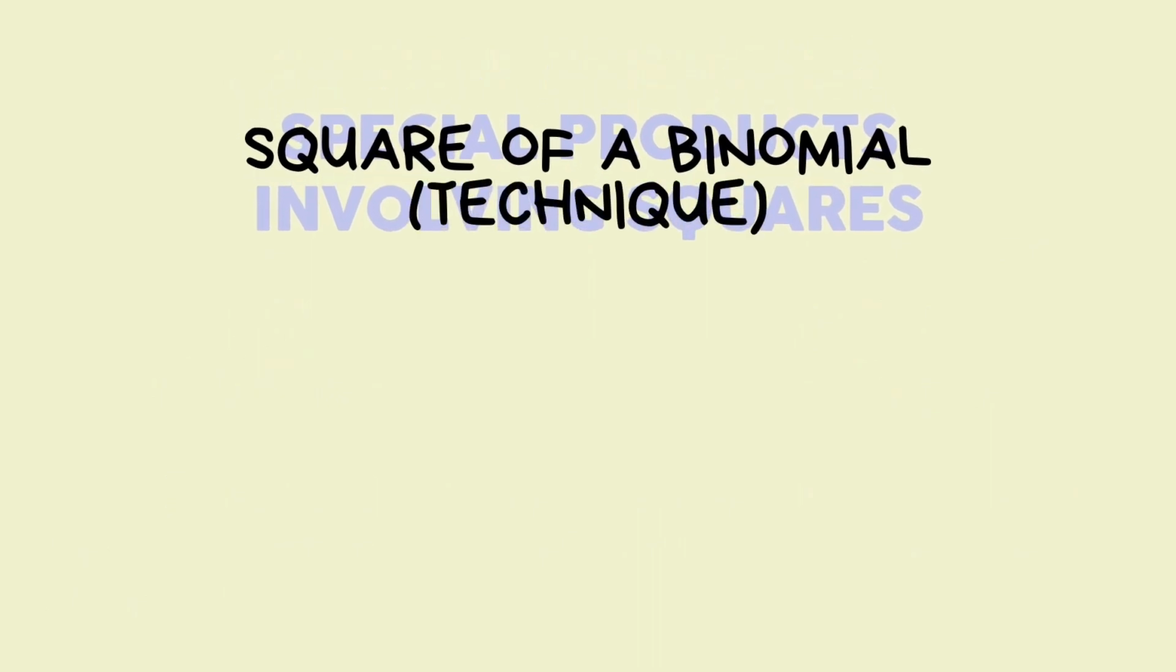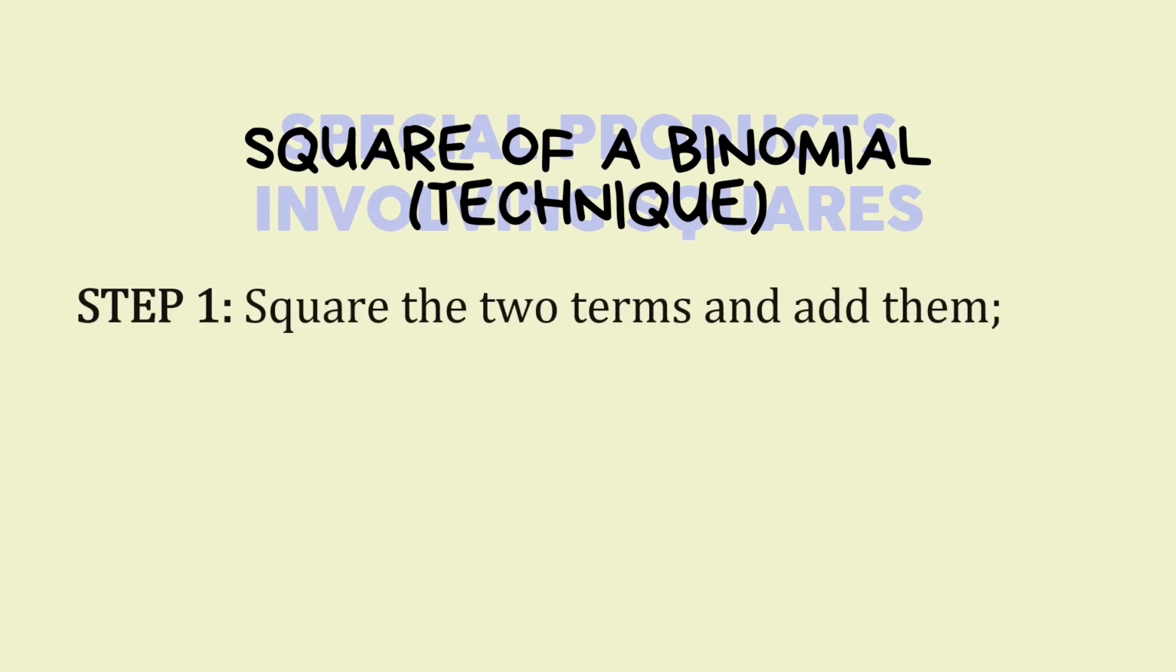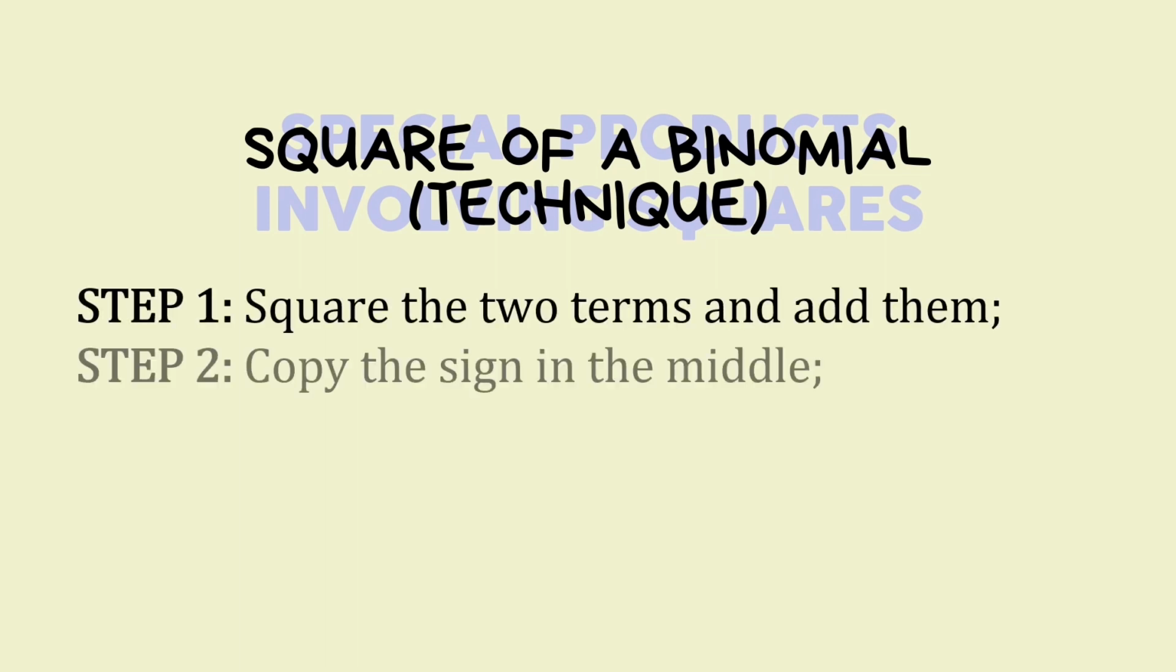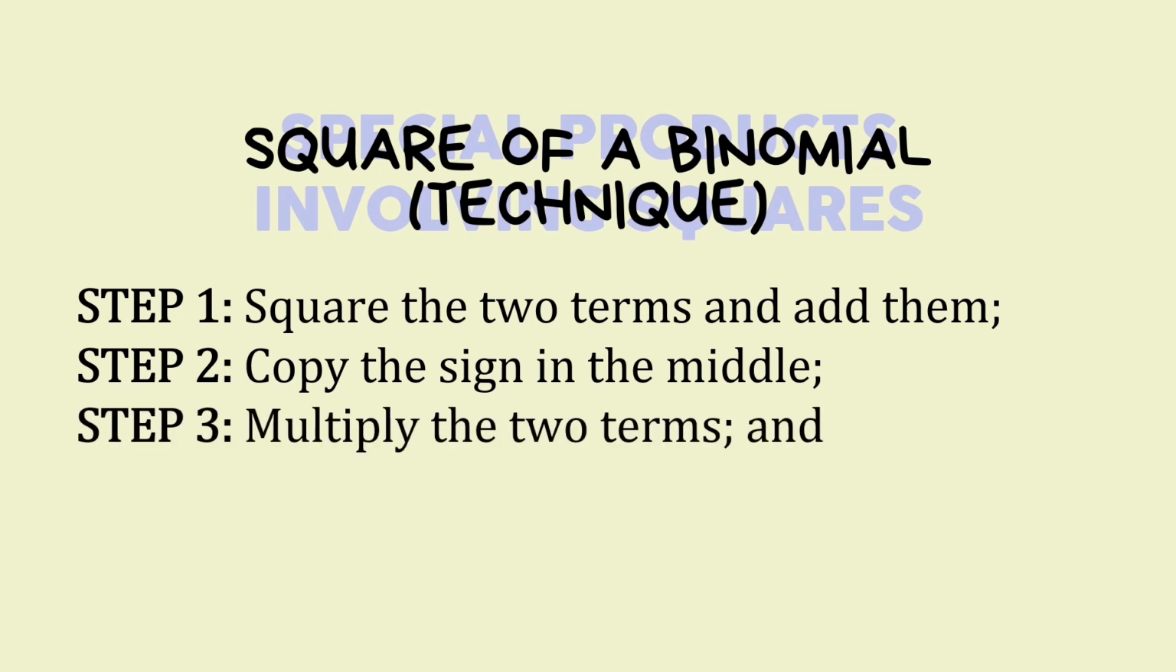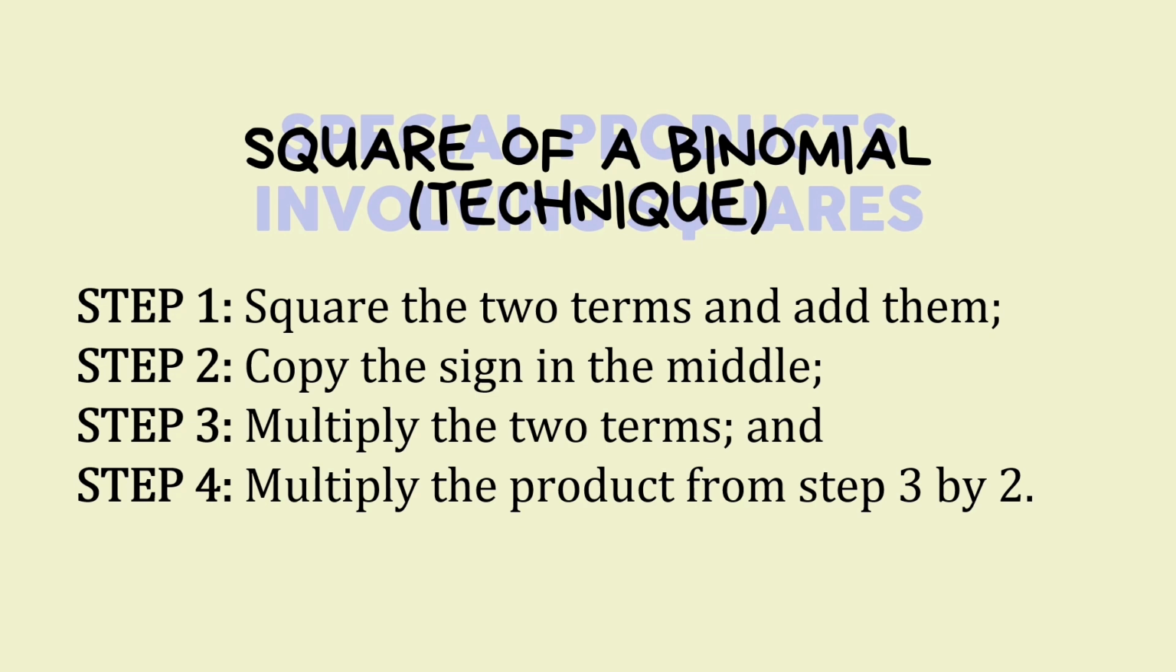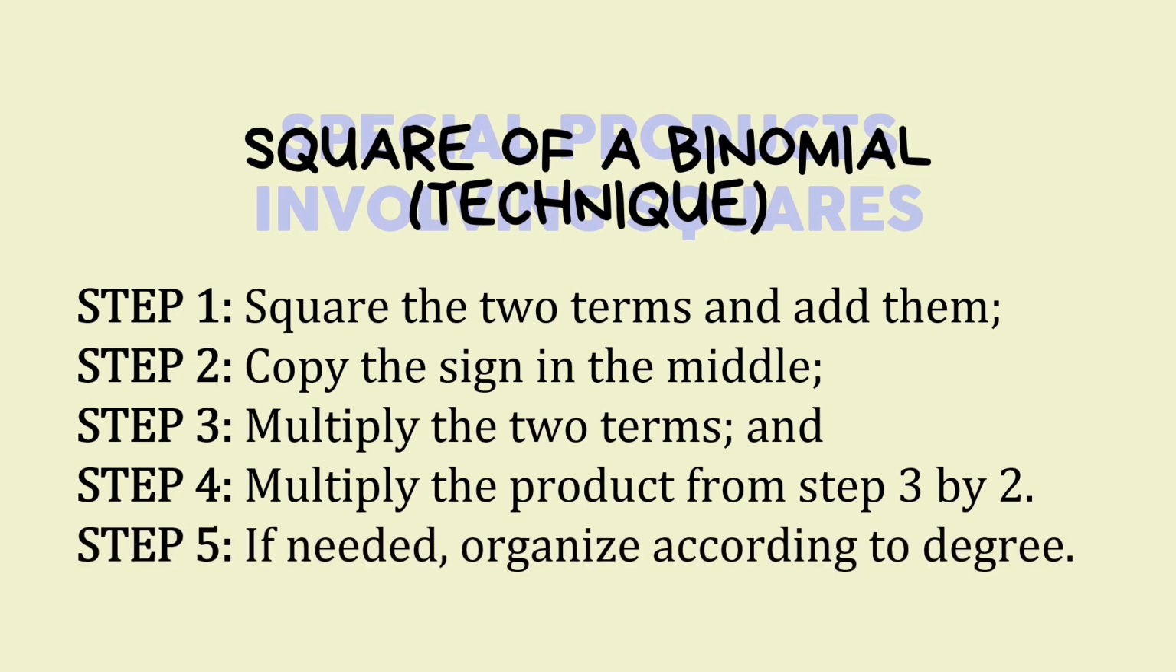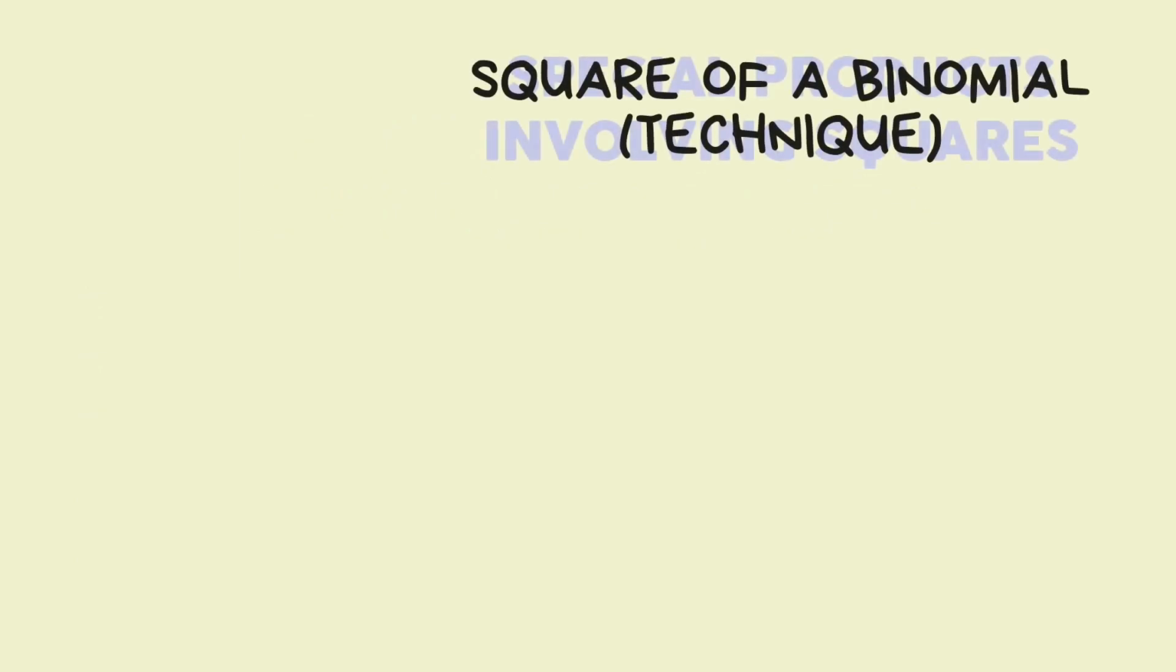We have 5 steps, but if you are more advanced, you may merge steps 3 and 4. However, for this video, let's take things slowly. The first is to square the two terms and add them. The second is to copy the sign in the middle and multiply the two terms. Then multiply that product from step 3 by 2, and if needed, we should organize according to different conventions. Let's try to put this into practice.